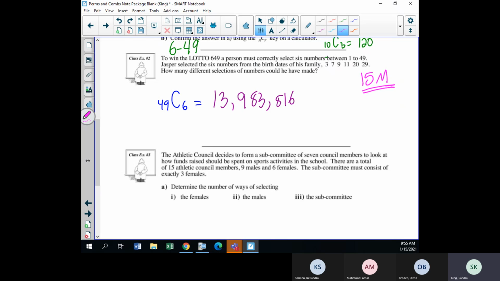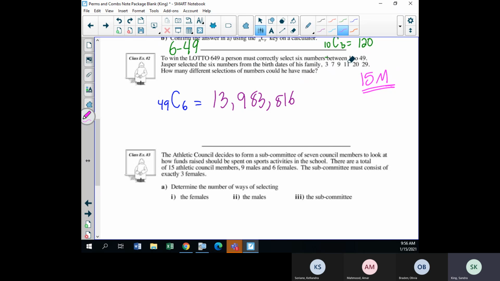It's $1 for a ticket. You could theoretically spend $14 million and buy every single combination, right? How much would you win? How much would you profit? If you spent $14 million on the lottery and bought every single combination, you're going to win the lotto. How much would you profit if it was a $15 million lotto?